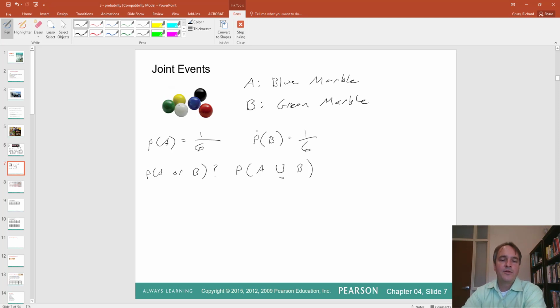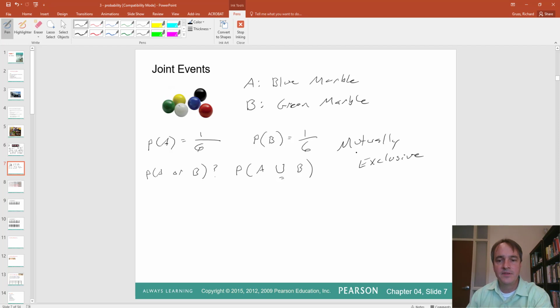Okay, well, if we think about this logically, if we were to say A or B as just one single event, we could see that there are 2 ways of getting that, 2 ways of getting a blue or a green out of 6 possible outcomes. Okay, but we have a property of this particular setup that makes it nice and easy to calculate this, and that is the fact that each of these events are mutually exclusive. There is no way for these 2 events to occur simultaneously.